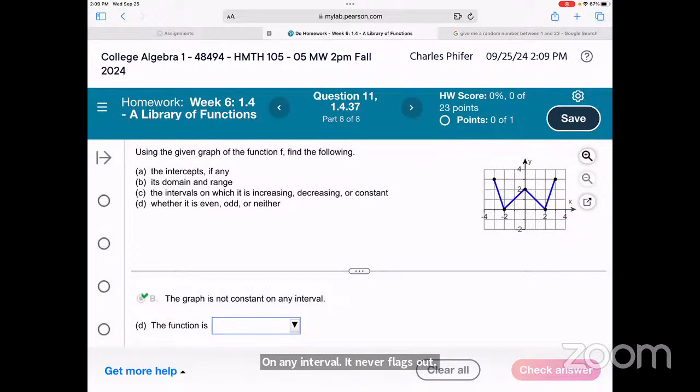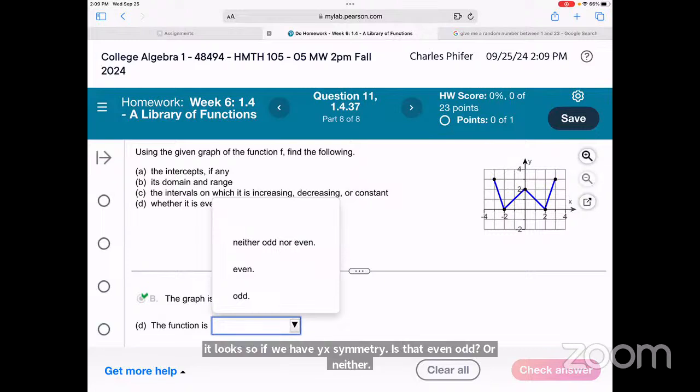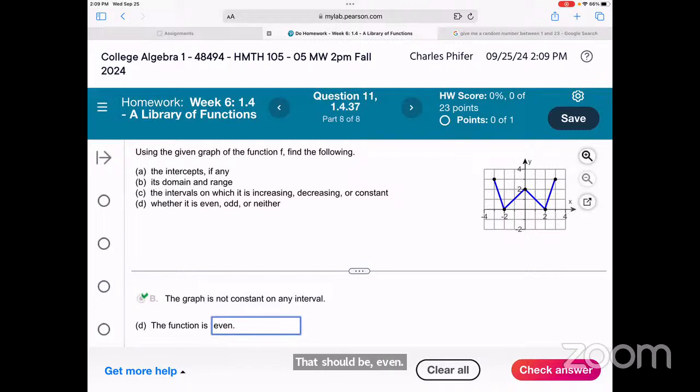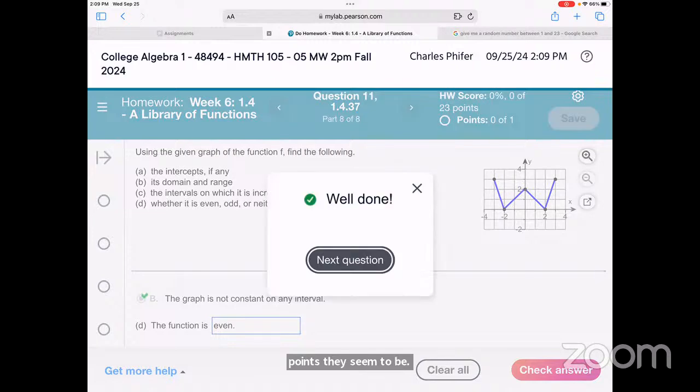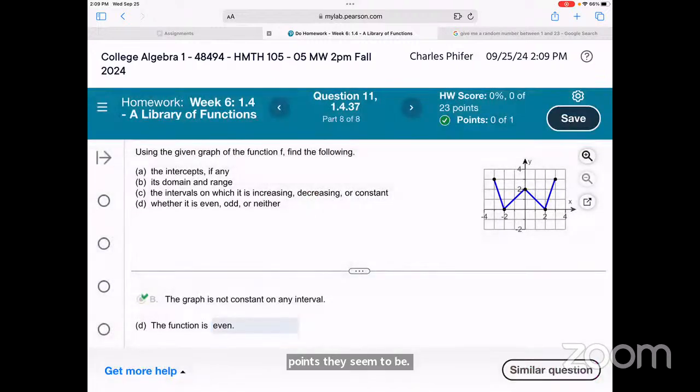Any kind of symmetry, even, odd, or neither? Do we have y-axis symmetry? It looks like we do. If we have y-axis symmetry, is that even, odd, or neither? That should be even. Every time I check all the points, they seem to be symmetric about the y-axis. All right, that was a pretty interesting question, with a lot of parts to it.